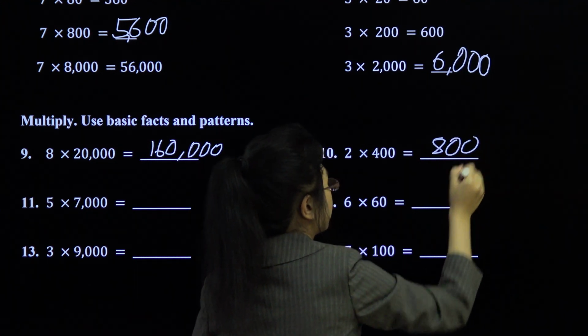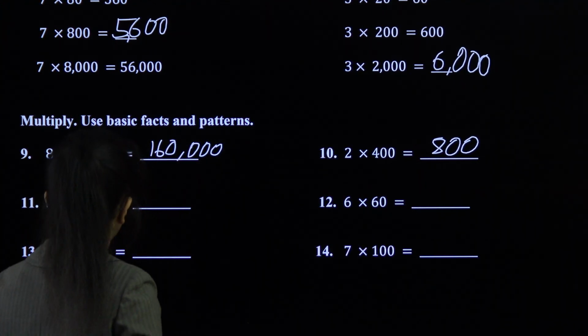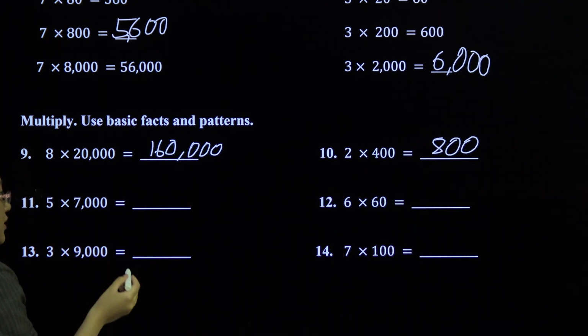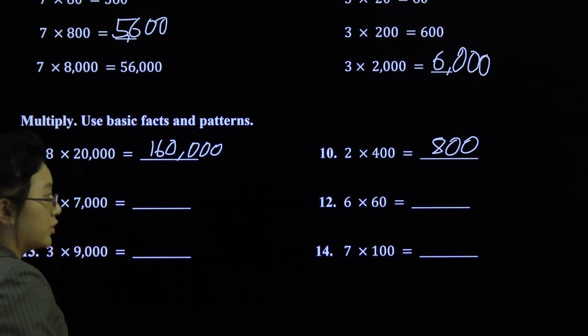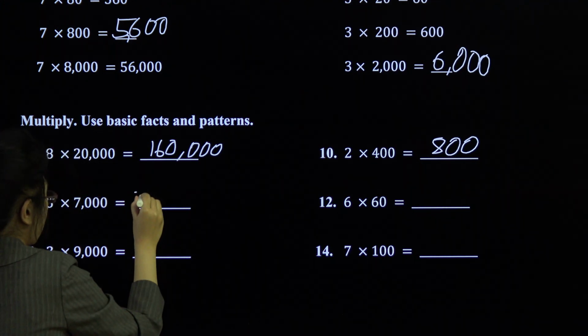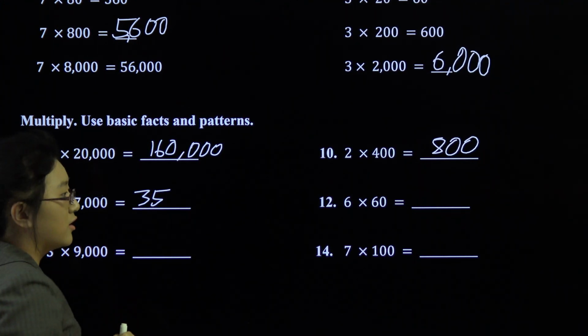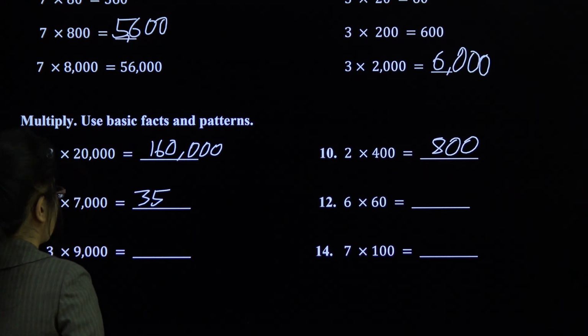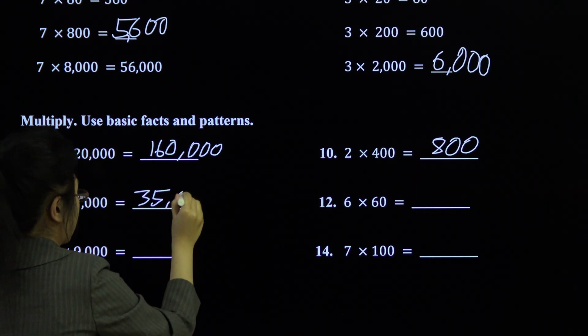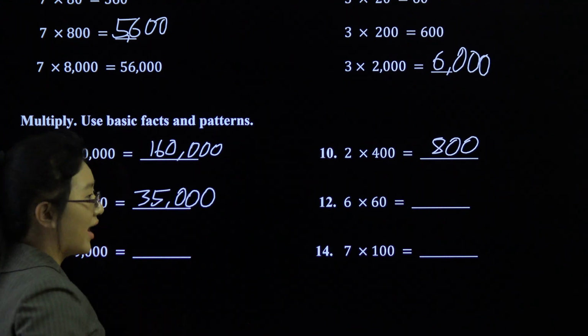2 times 400, 2 times 4 is equal to 8, and this is a multiple of 100, so you add 2 zeros. 800. 5 times 7,000 is equal to 5 times 7, 35, and then 7,000, multiple of 1,000, you add on 3 zeros, and you get 35,000.